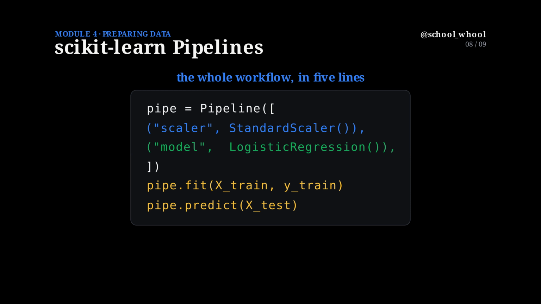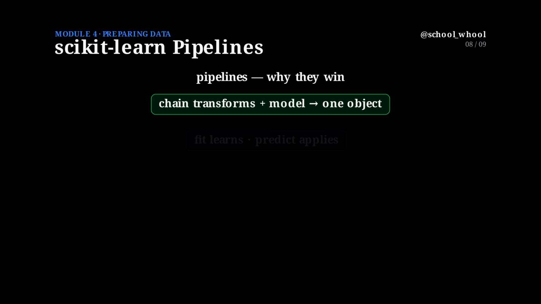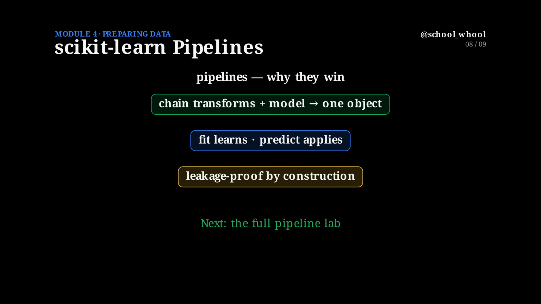So a pipeline chains your transforms and model into one object. Fit learns every step's numbers from training. Predict just applies them to new data. The payoff is huge: cleaner code, and leakage prevented by construction. In the final lesson we'll put it all together. A reproducible split feeding a real pipeline, start to finish.